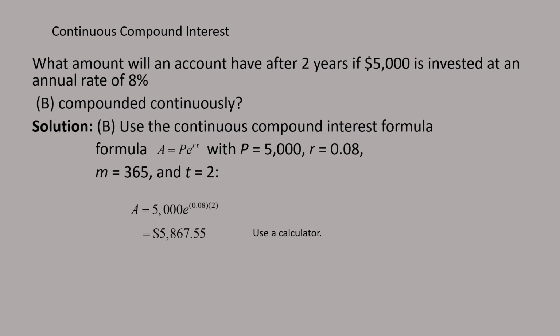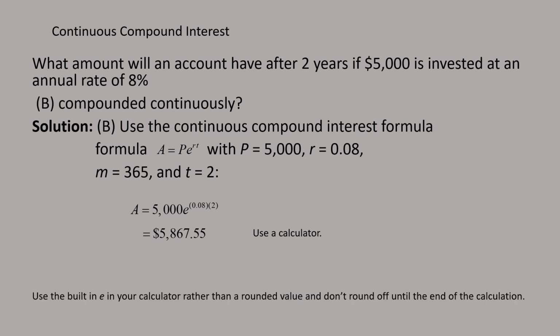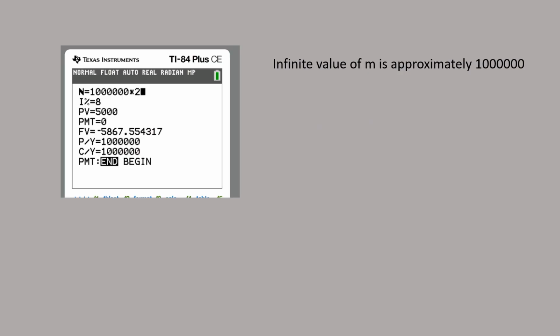$5,867.55. In order to get this, we can use a calculator where e raised to 0.08 times 2 can be obtained and then multiplied by 5,000. We use the e value in the calculator rather than rounding this value. So the future value will be $5,867.55.